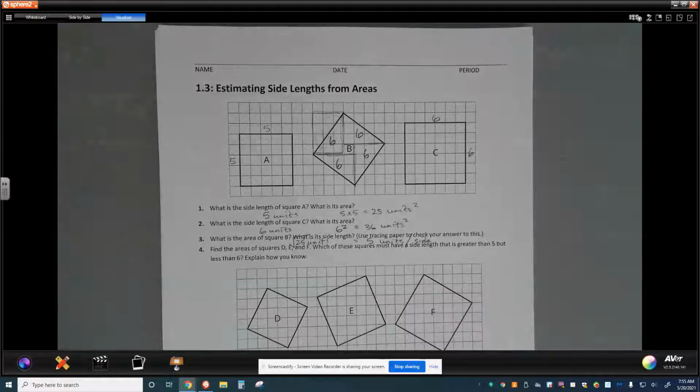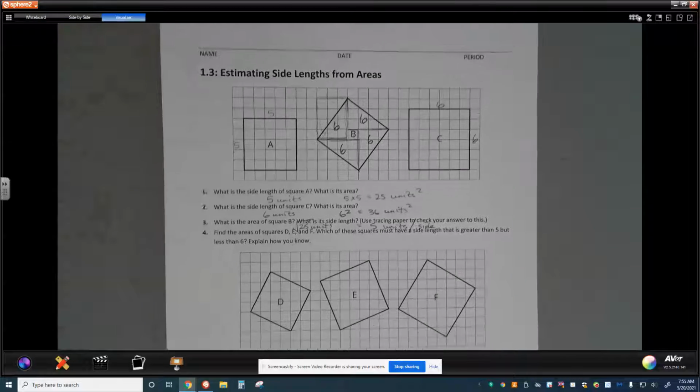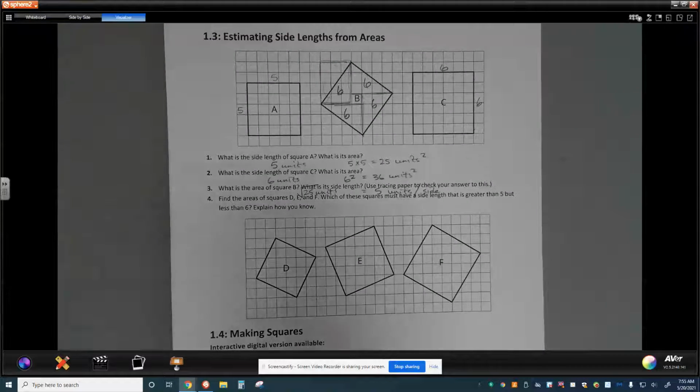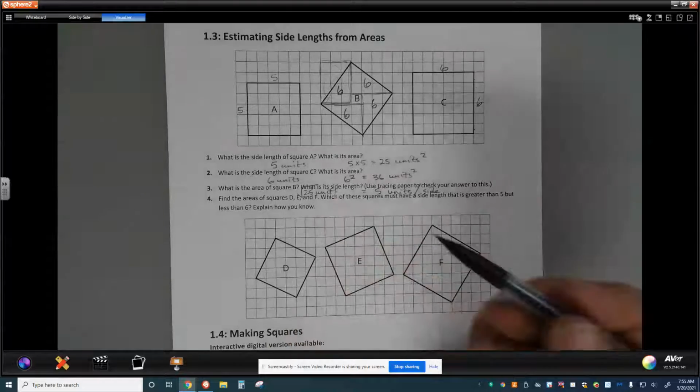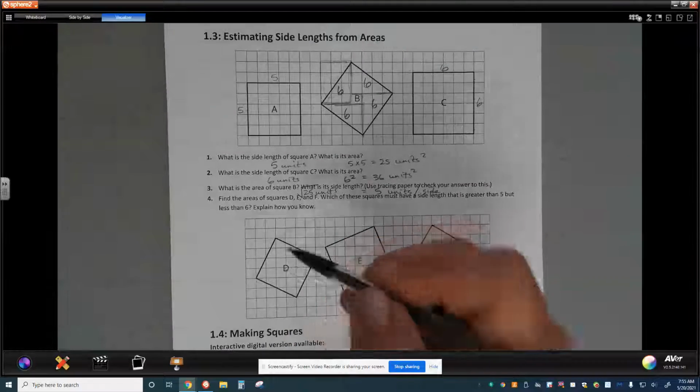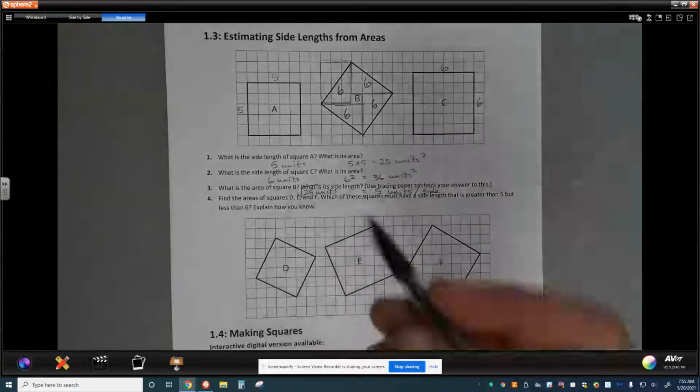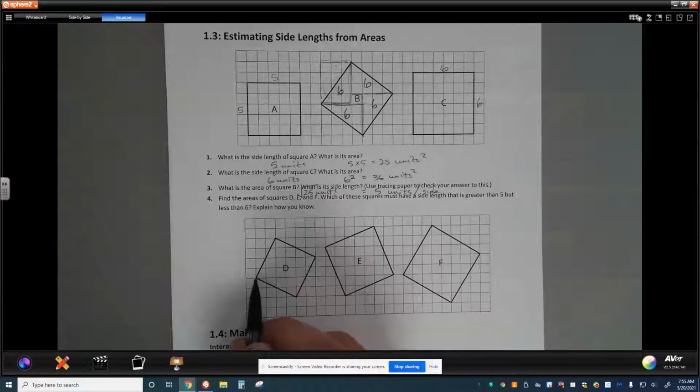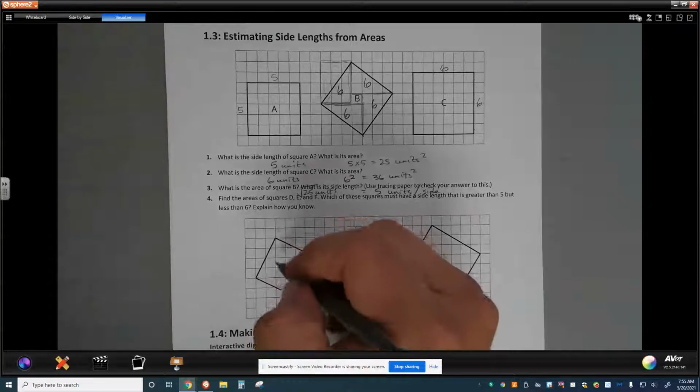Okay. So now find the areas of squares D, E, and F. Which of these squares must have a side length that is greater than 5 but less than 6, and explain how you know. Again, working with the same type of strategy that we just did a moment ago, we can take a look at the figures and recognize figure D has an area of 2 by 4.